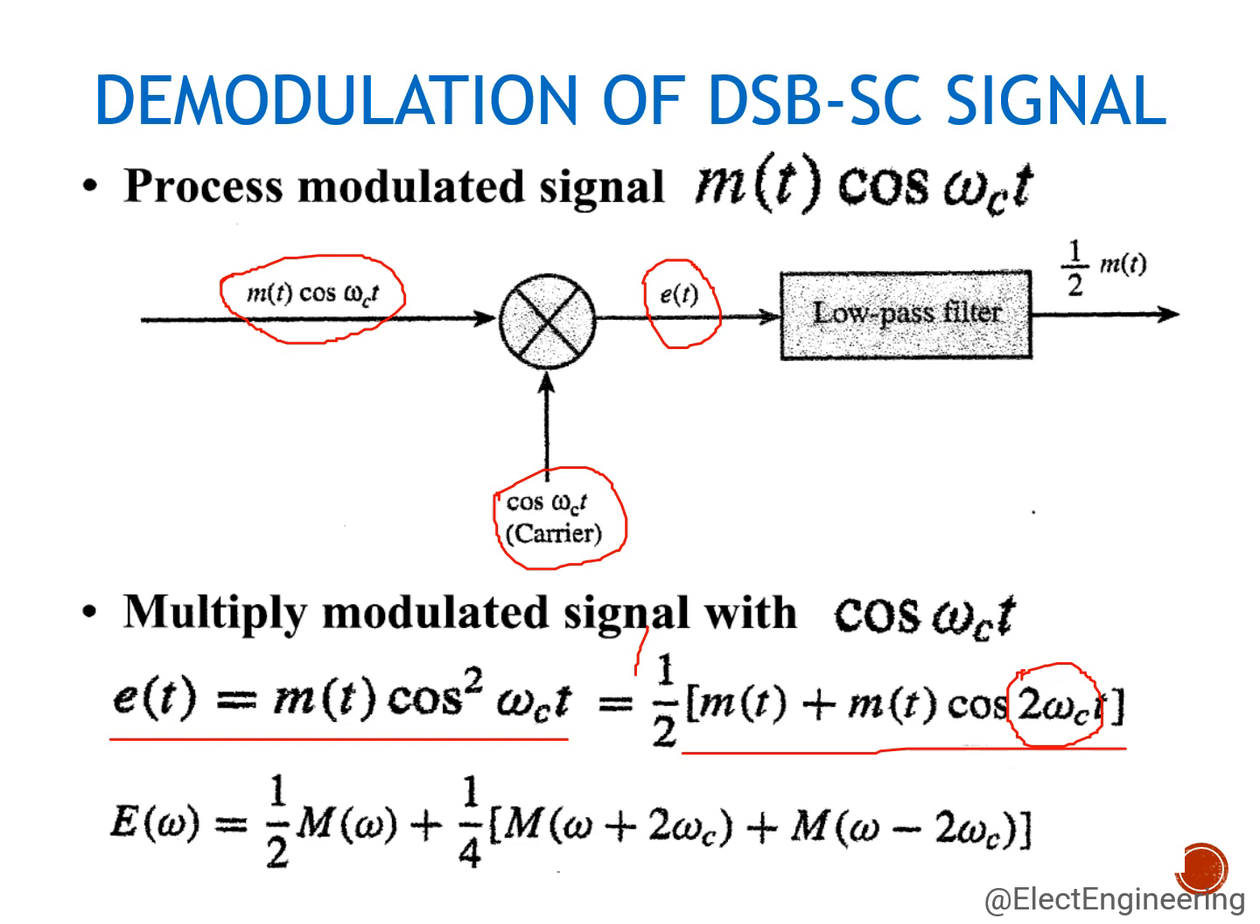As you can see, this part of e(t) can simply be low pass filtered to get the baseband or the message signal at the output, because the frequency 2 omega c is very high. It's much higher than the message signal, so this can be easily removed at this point. And so this is how we simply obtain the demodulation of an amplitude modulated signal. The e(t) in the frequency domain looks like this. This is the expression for the frequency domain of e(t), where you can see this part is the message signal spectrum, which can be filtered out.